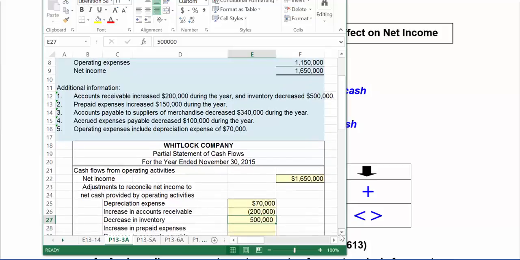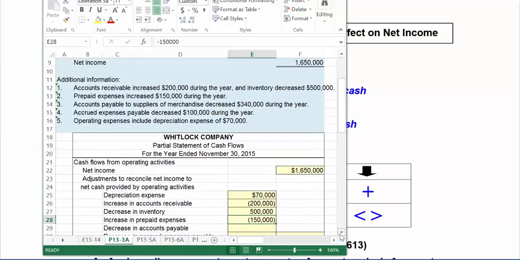Next, prepaid expenses. They went up for the year. The only way for prepaid expenses to go up is for you to prepay them. So prepaid expenses are an asset. They don't impact net income until they're used. So bulking up on them doesn't impact net income, but does use your cash. So we want to subtract that out.